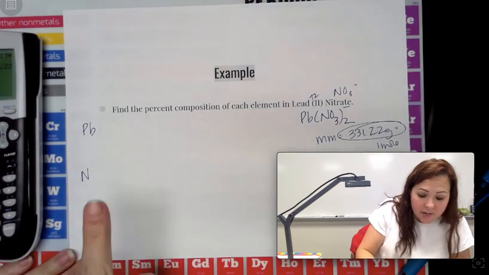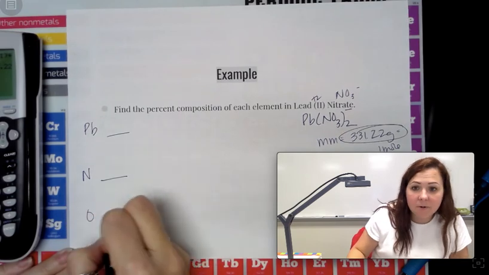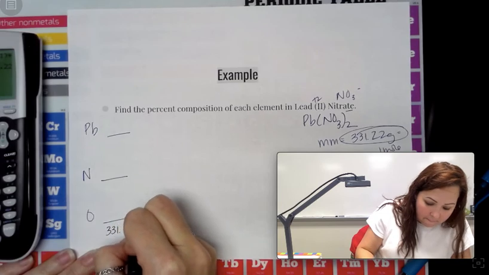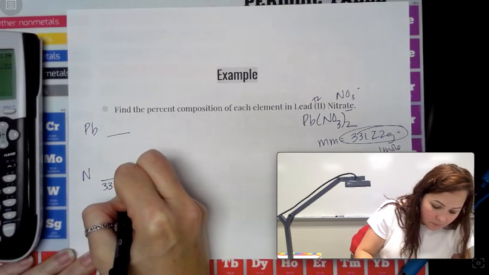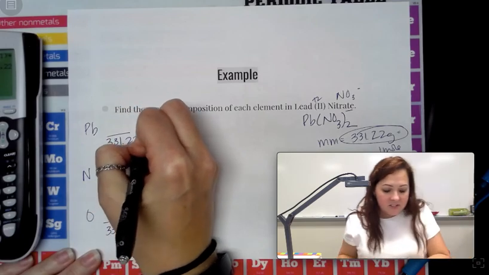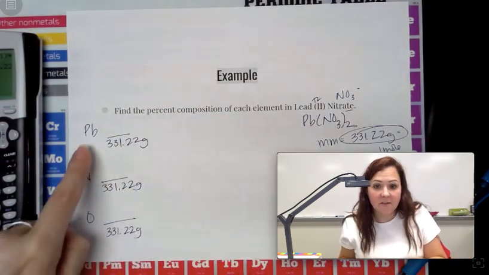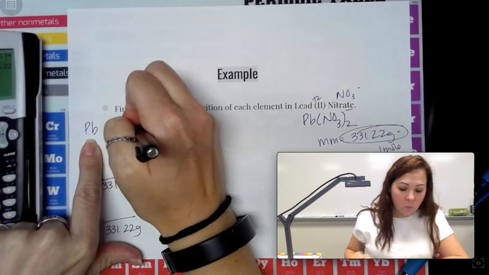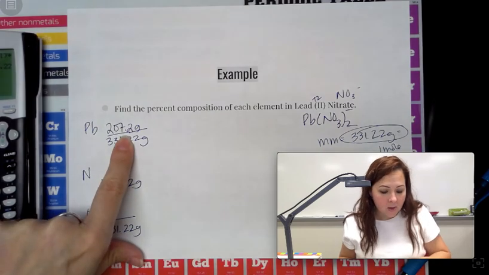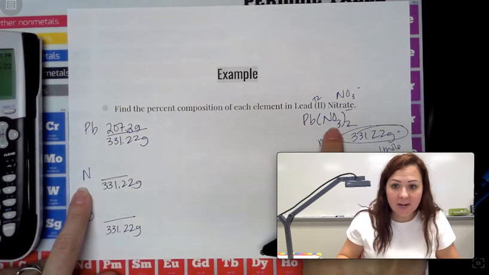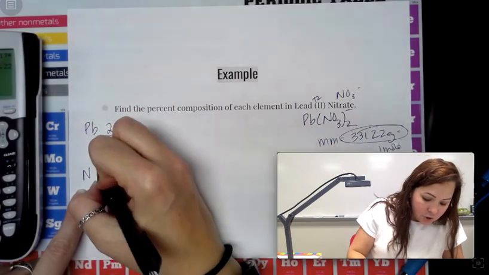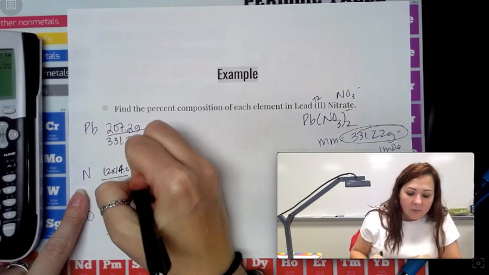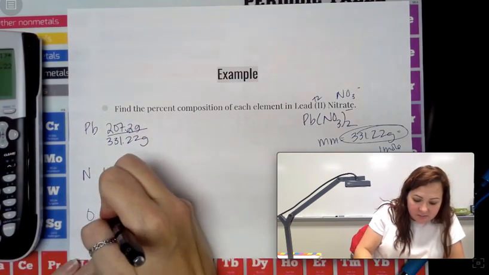Now, when I do each of these, the bottom number is my molar mass, 331.22 grams. For the top number, I need to find out the total mass of each element. Lead on the periodic table is 207.2 grams, and there's only one of them, so I just have that one time. In my formula here, I have 2 nitrogens, so I'm going to take 2 times 14.01. And then my oxygen, I have 6 times 16.